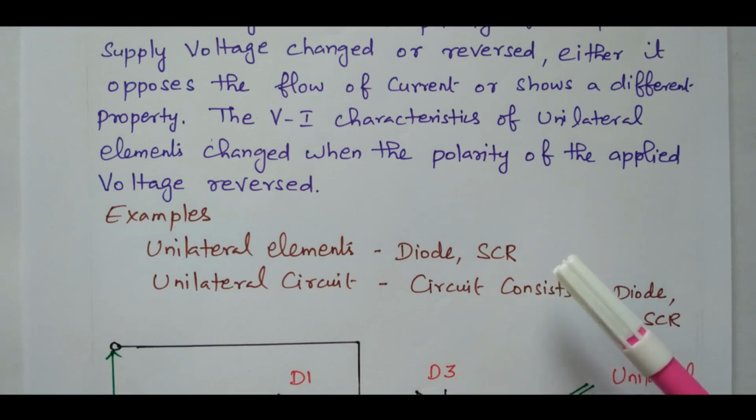So during positive application of voltage, it will conduct. But if you apply negative voltage to the anode, it will not conduct. So it is called a unilateral element. The circuit using diodes and SCRs is called a unilateral circuit. Right? We will see the circuit diagram.